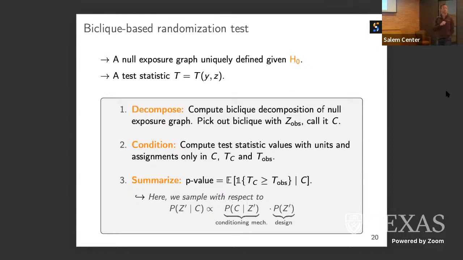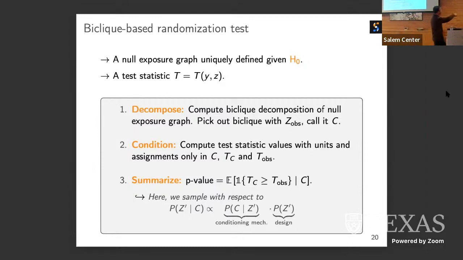Okay, so how does this test look? This is a test that we call the biclique-based randomization test. It has 2 inputs, okay? It has the null exposure graph that I showed you guys on the previous slide, okay? And this graph is going to be uniquely defined given my null. Okay, my null can be anything you want. Choose any set of exposure functions, put in any kind of network, and if you convolve that with your design, you get a null exposure graph. The second input is just my test statistic.